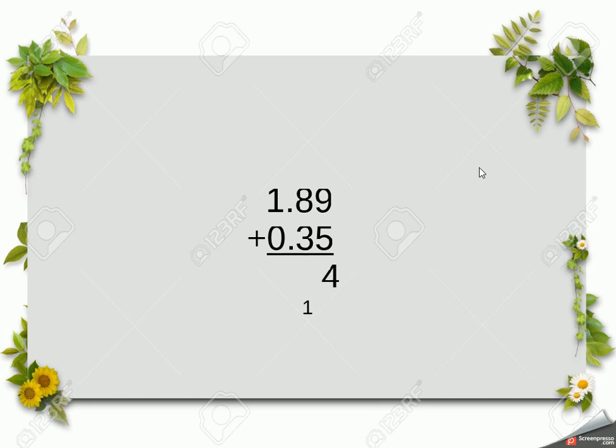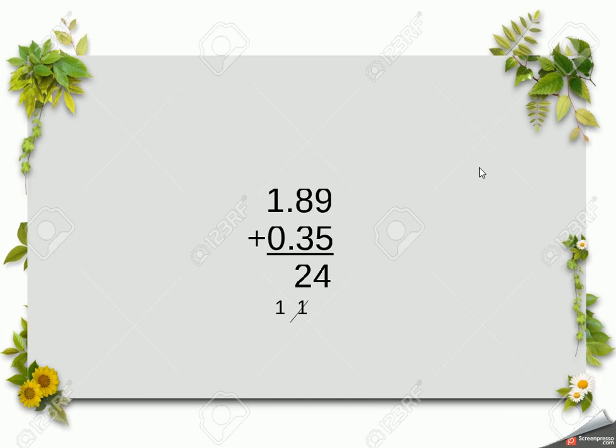9 add 4 gives us 14. So as you know from long addition, we carry the 1 over and put the 4 in the column. 8 add 3 gives us 11, but we've got to add that 1 on, making it 12.